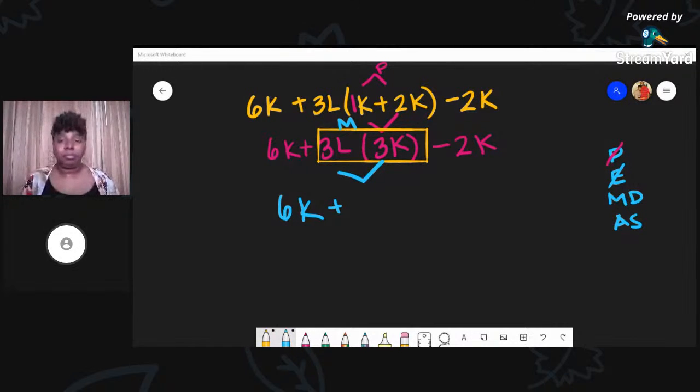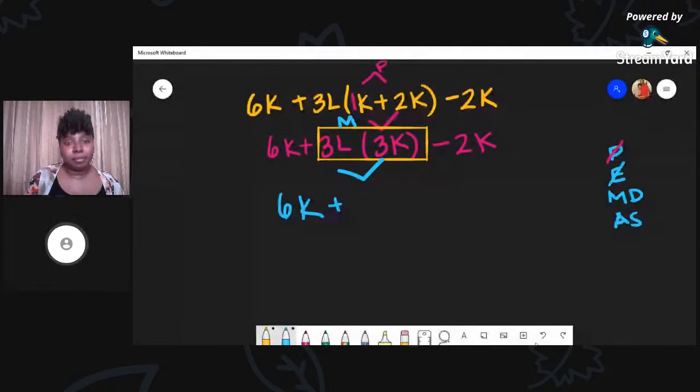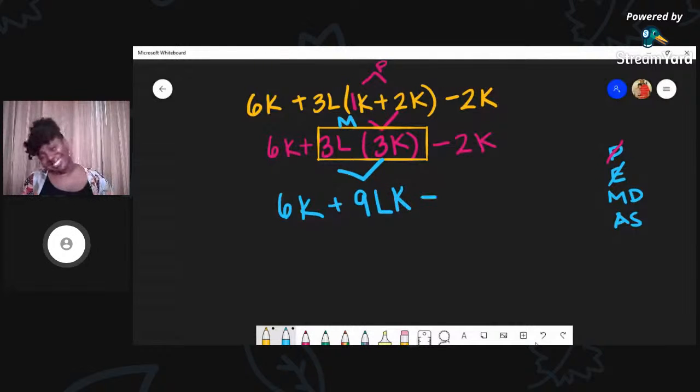So 3 times 3 is 9. But then does it become 9LK? Yes. Look at that. It almost looks like milk, except we need the M and I. But okay, are we done? Have we simplified this as far as we could go?